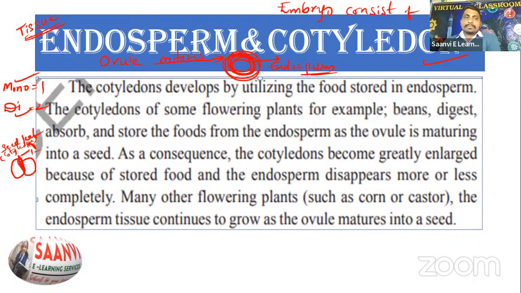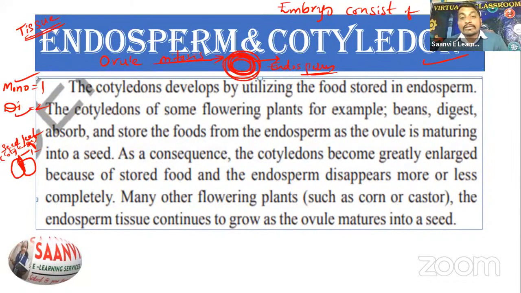So in that embryo, there are one or more cotyledons. The cotyledons develop by utilizing the food. Which food? The food which is stored in the endosperm.